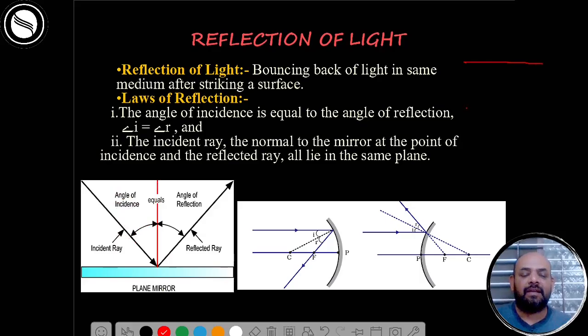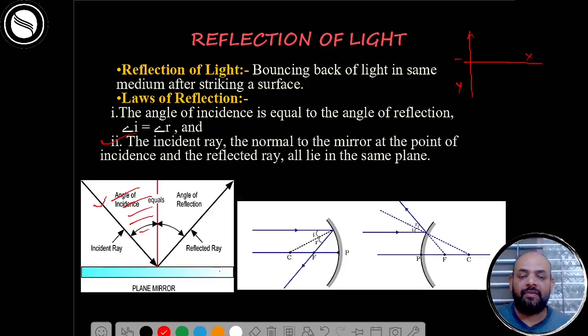With one line we cannot make any plane, right? We need at least two lines to make a plane, like the two coordinates, x and y. A plane can be represented with the help of these two coordinates. So here we have two lines, which make one plane, and this third line, the reflected ray, has the compulsion that it will remain in the same plane made by these two lines. This is the meaning of the second law of reflection: the reflected ray, incident ray and normal all lie in the same plane.